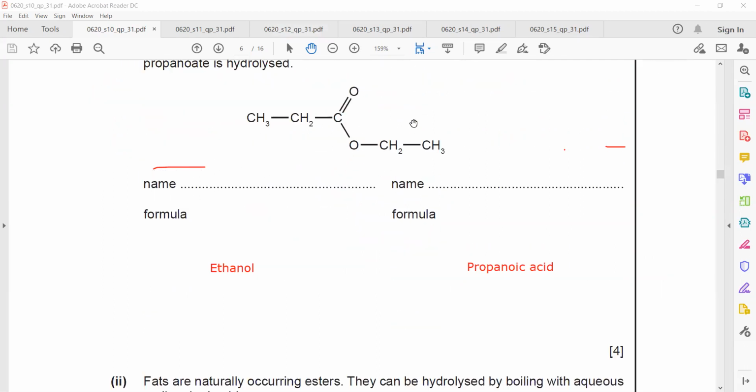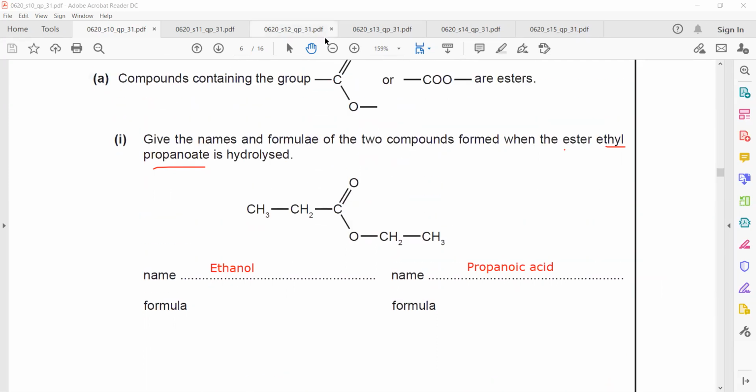Now the formulas of these compounds. Ethanol is C2H5OH and propanoic acid is C2H5COOH. Because C2H5 has 2 carbons, plus 1 carbon of the acid group, that's why it's propanoic acid and ethanol.